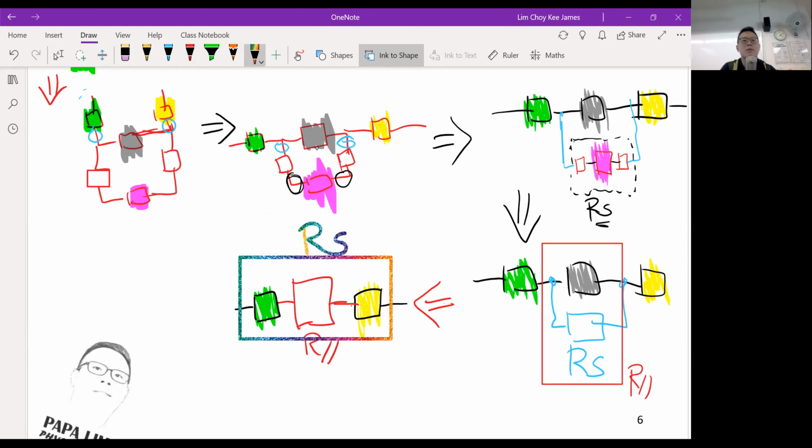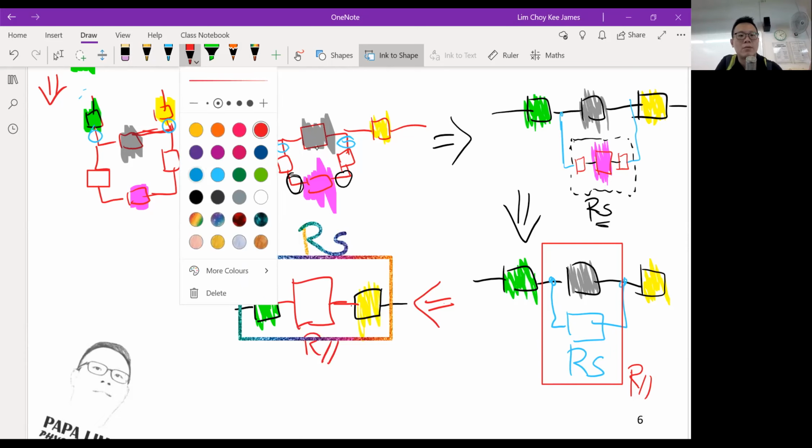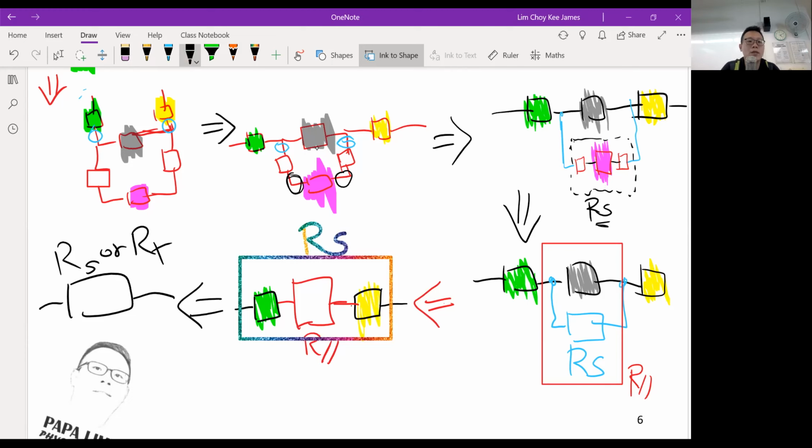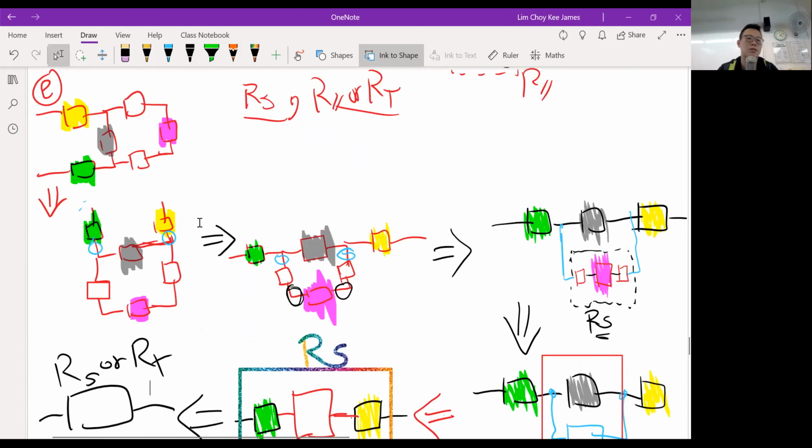With that, this will be the last transformation. You will be able to combine all these three in series into a final big resistor, what I call RS, but some of you can call it RT. It doesn't matter. We start off with, I will not say a simple circuit, I will say an interesting circuit.